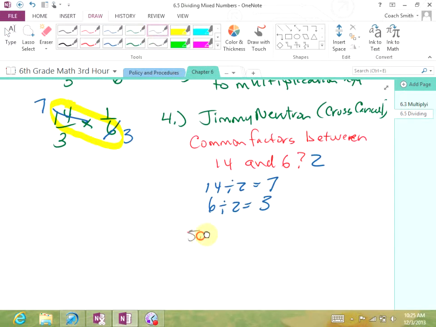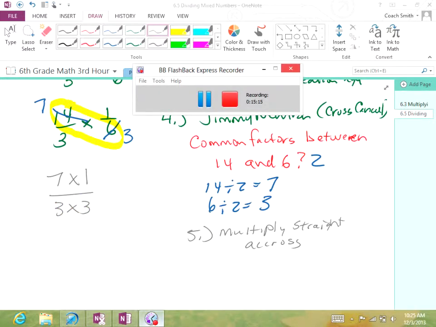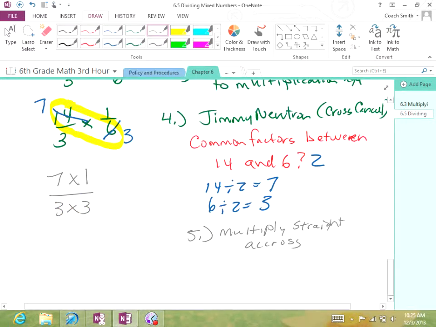Now, step 5 is to multiply straight across. So that would be 7 times 1 over 3 times 3. 7 times 1 is 7. 3 times 3, 9. And that is your answer. Okay?